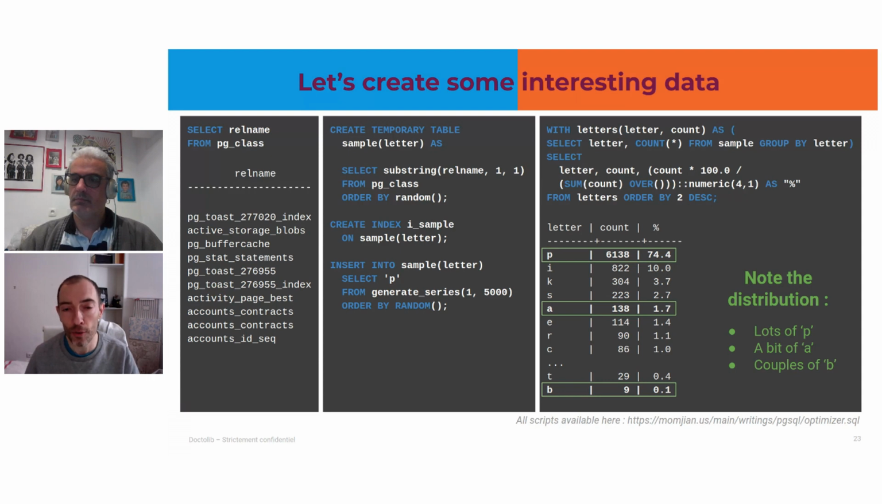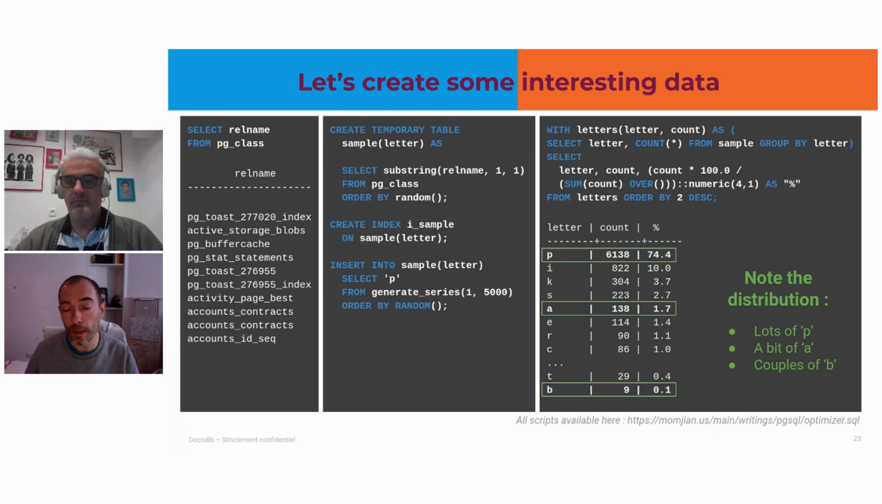At the end of it, just look at the right side of the peak in green, we have a small query that is running, showing the distribution of the data. What we have inside that table is 6,138 P's, okay? So it's about 75% of P rows in that table. Just 1%, a little bit less than 2% of A, which is 138, and just 9 rows of B, 0.1%.